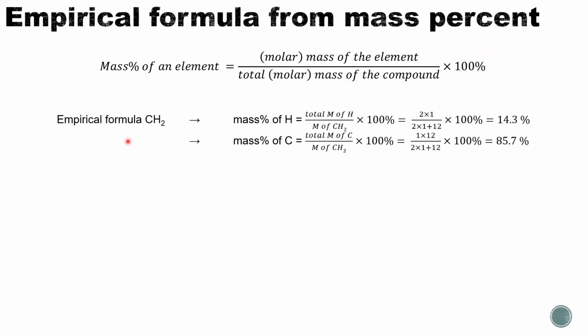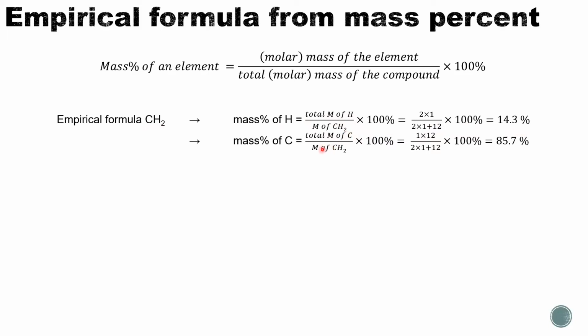If we take the empirical formula CH2 as an example, the mass percent of hydrogen equals the total mass of hydrogen divided by the total molar mass of CH2. For hydrogen, we have 2 hydrogens here. The molar mass is 2, and the total molar mass of the compound is 14. So we get the mass percent of hydrogen as 14.3%.